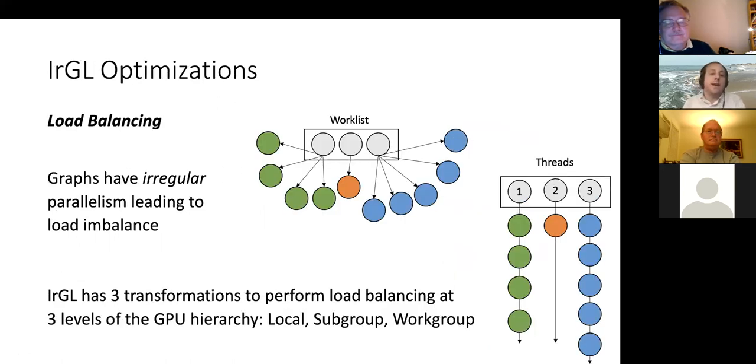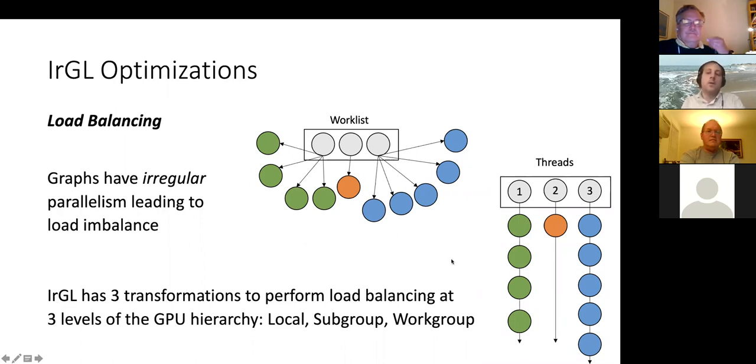So what do we mean by load balancing? Graphs have irregular parallelism, and this leads to load imbalance. So if you have a work list with these nodes, typically what you want to do is traverse over their neighbors. Well, nodes have different numbers of neighbors. Some of them might have one neighbor, like this middle node. Some of them might have lots of neighbors, like this blue node. And if you assign threads to different nodes, they're going to be imbalanced.